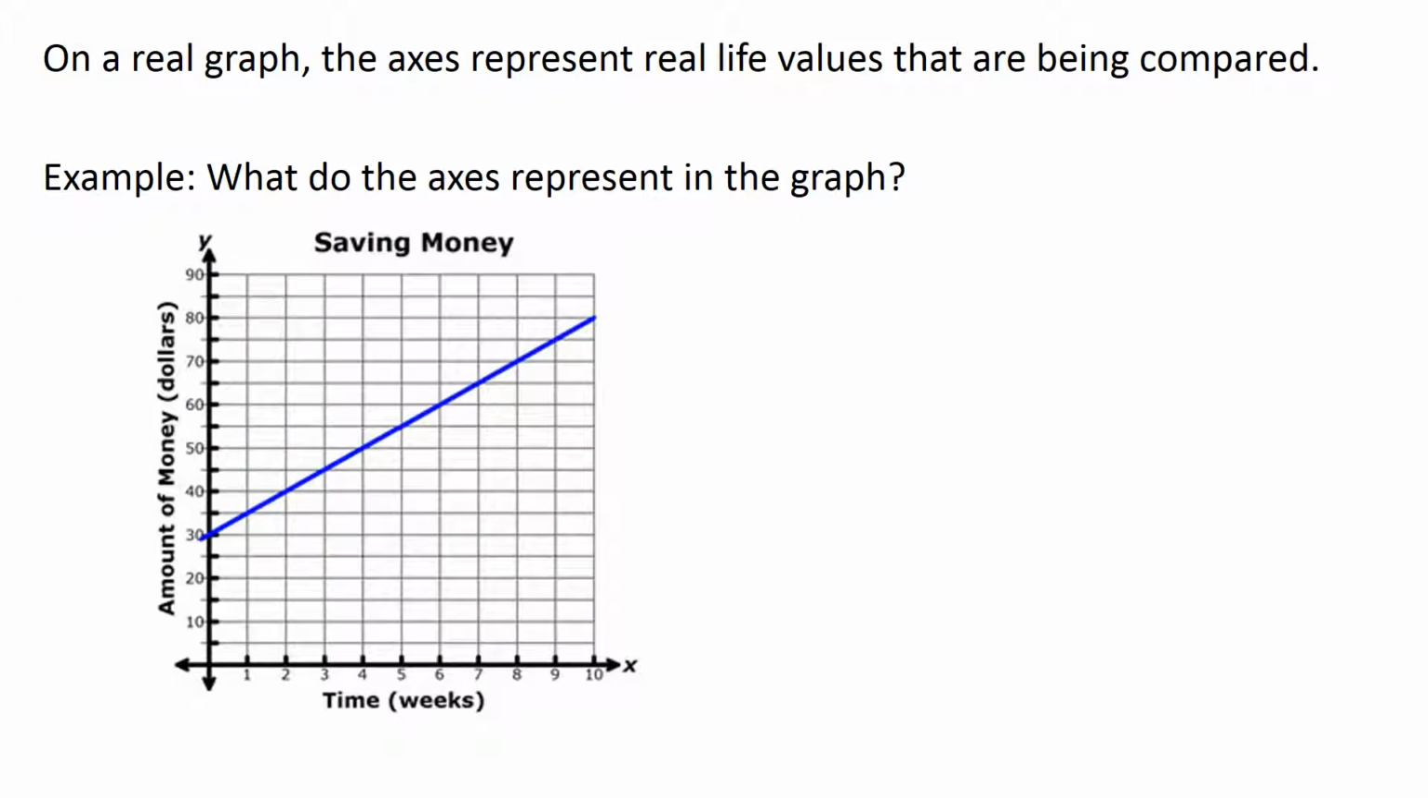So for real life graphs, the x and y axes actually represent real life values that are being compared. So here's an example below, and we're asked, what do the axes represent for this graph? So let's start with the x-axis. What does the x-axis represent? So we can find it down here. It's the axis running horizontally, and we see that it represents time in weeks.